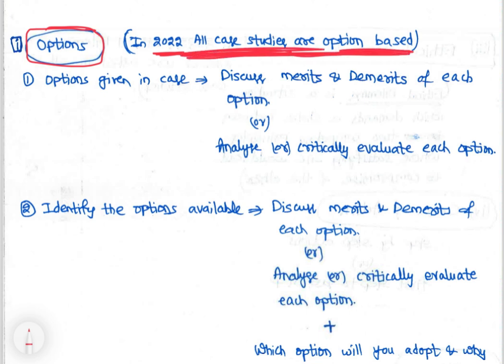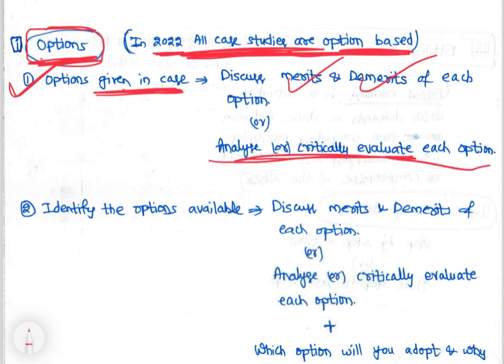We'll discuss what the options are. In this also there are different types. First, options are given in the case. In this class we will deal with these case studies, where in the case itself you will be given 3 or 4 options. In the question itself they will give you options. Then they will ask you to discuss the merits and demerits of each option, to analyze or critically evaluate each of the given options. So options are already given in the case studies, and in this class we will deal with this type.